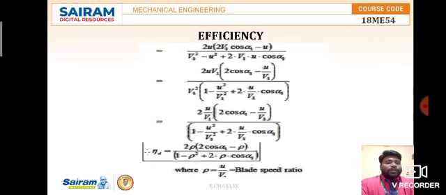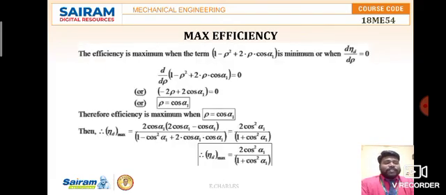So we get 2 into U by V1 into (2 cos alpha 1 minus U by V1), divided by, where V1 square gets cancelled, 1 minus U square by V1 square plus 2 into U by V1 into cos alpha 1 remains in the denominator. Finally, this diagram efficiency is equal to 2 rho into (2 cos alpha 1 minus rho) divided by (1 minus rho square plus 2 rho cos alpha 1), where rho is equal to U by V1, that is the blade speed ratio. Blade speed ratio is taken as rho here.